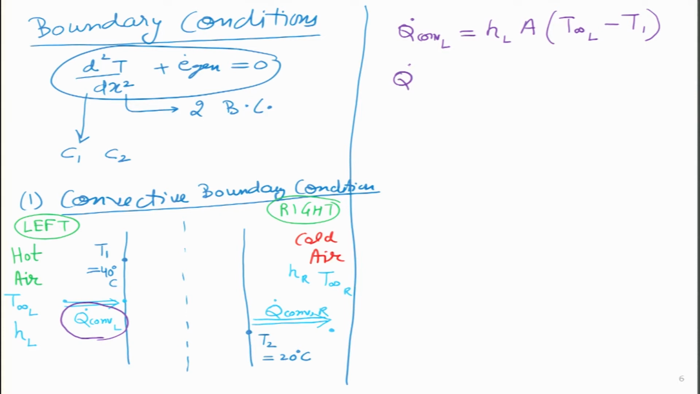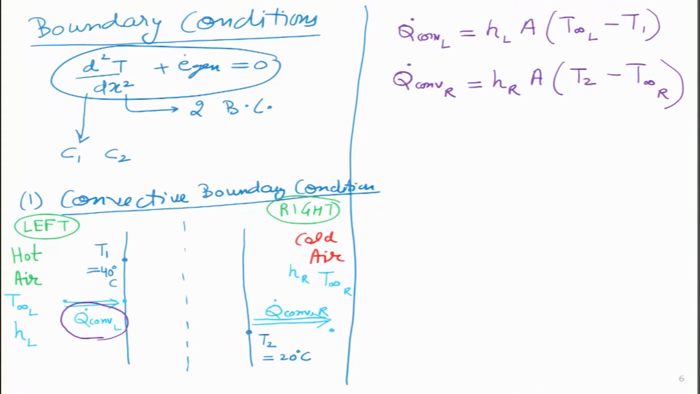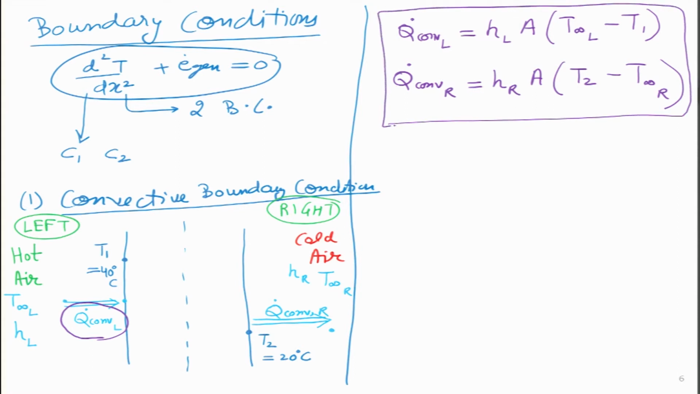On the right hand side, I have Q dot convection right, which is HR A, and because I already know the wall is at a slightly higher temperature than T infinity R, I will subtract it in this way. Later on I will explain why in convection we subtract one from another one time and then from the wall to the air at other times. Just bear with me for a few minutes. With the help of these two equations, we can clearly see that certain convection boundary conditions can be applied on the left side of the wall as well as on the right side of the wall.